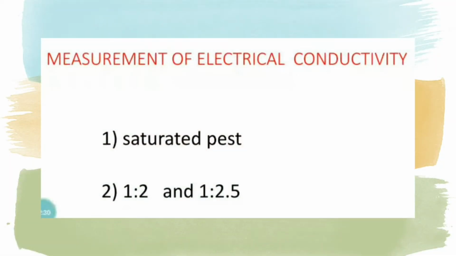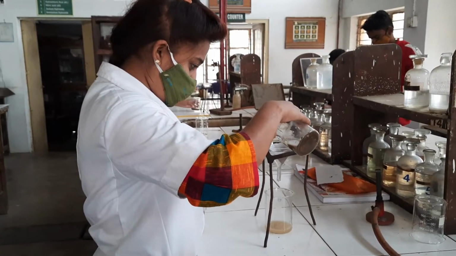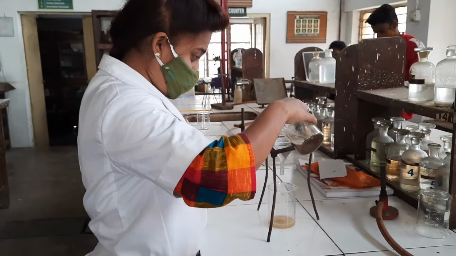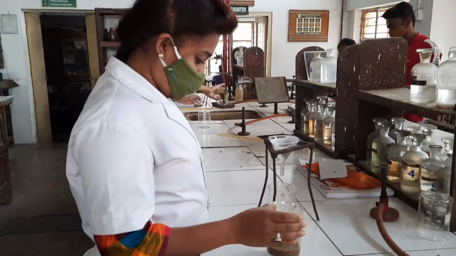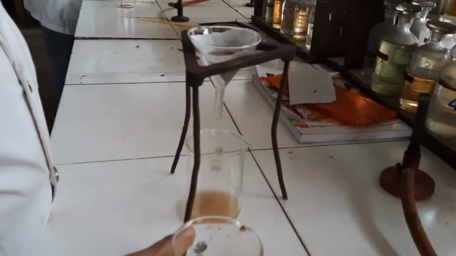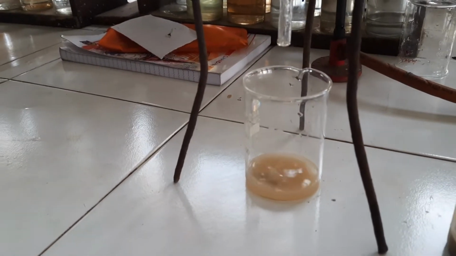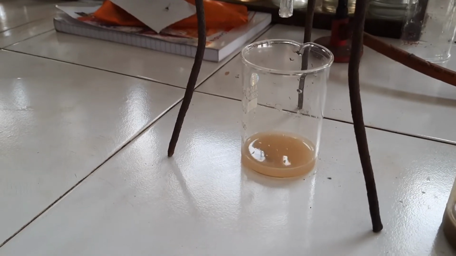For the measurement of electrical conductivity, the saturated paste of soil and water that we are going to prepare is in 1:2 proportion, that is 20 gram of soil and 40 ml of distilled water. Now we are going to filter our soil sample. We have kept this soil in distilled water for 30 minutes with continuous intermittent shaking, and now we are going to filter it. Here is our final supernatant liquid, for which we have to measure the conductivity.